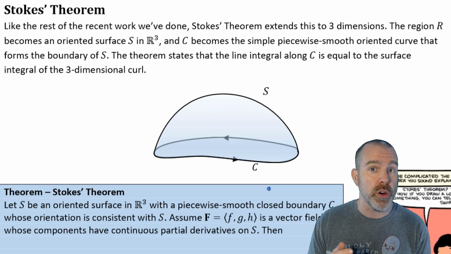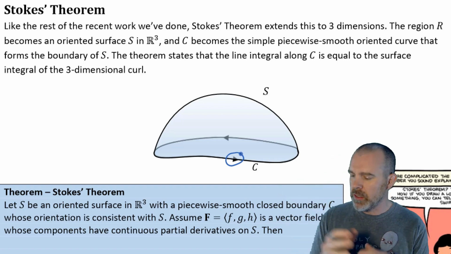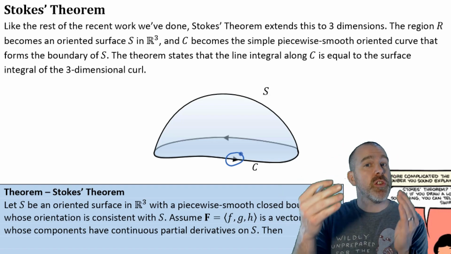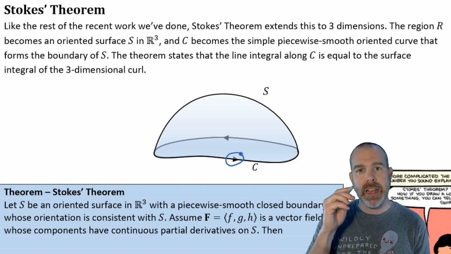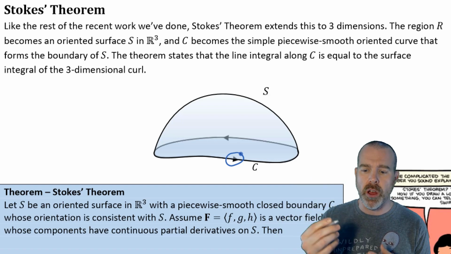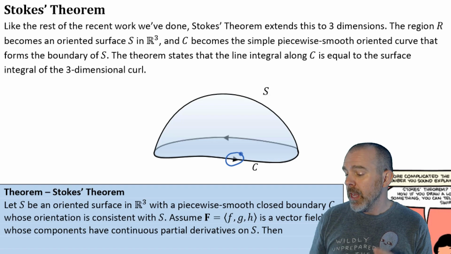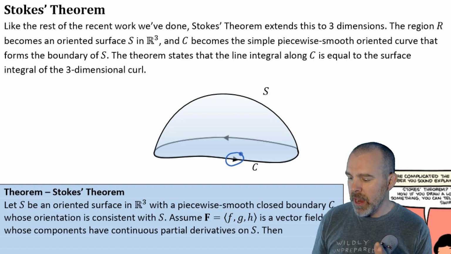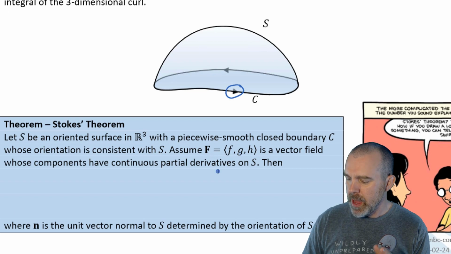So you still have a curve, and it's an oriented curve, right? But now you're in three dimensions, and you have a surface instead of a region. So instead of finding just one integral, there are two options here. You can have the line integral along the curve, or you can find the surface integral. There are a couple of additional layers of complexity to this, like requirements for this theorem to hold.